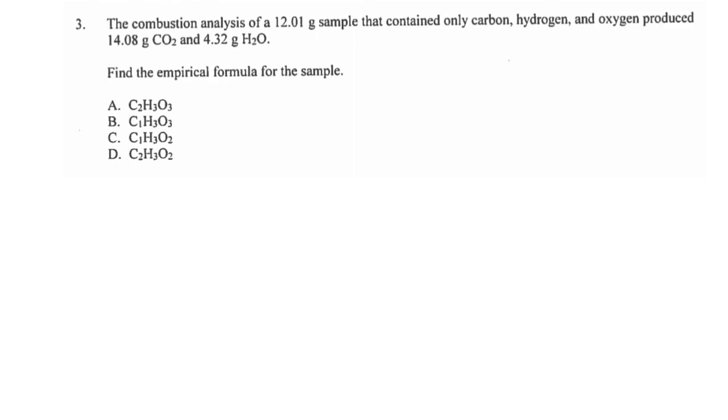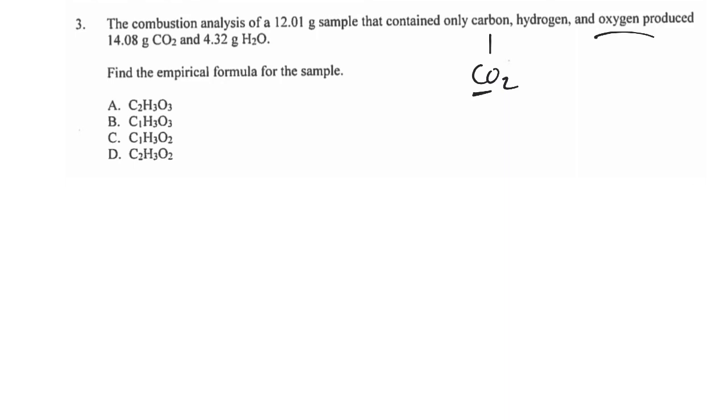So it says we have a 12.01 gram sample that contains C, H, and O. And I'll give you guys a reminder. This could have been N or Cl or whatever. It could have been any other third element. It's most often oxygen. Because we're determining the mass of carbon in the sample from the CO2 mass. We're saying, from the CO2 mass, 14.08 grams, how much of that is carbon?